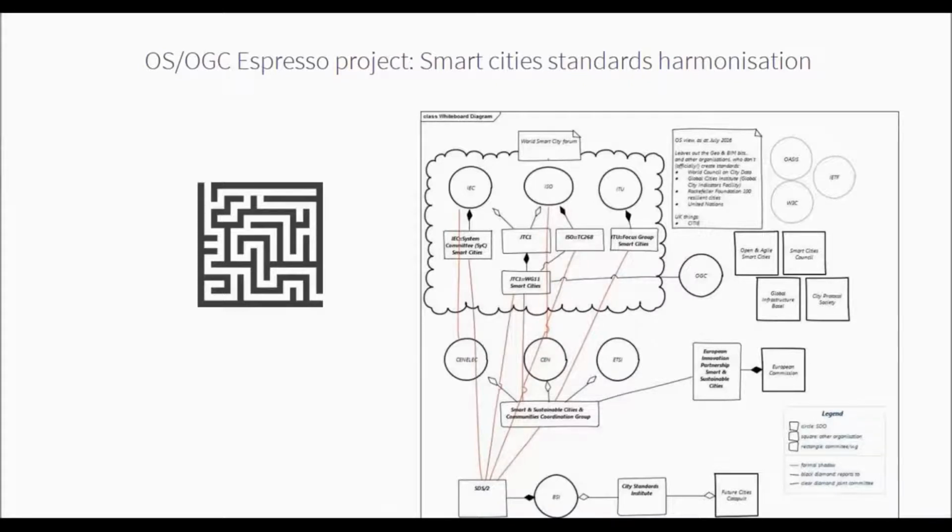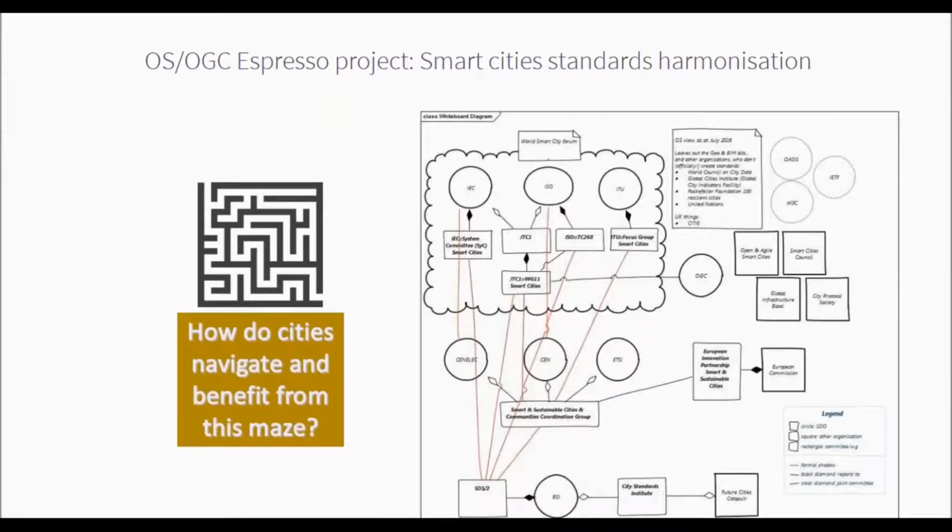Last year we got involved in a project that the Open Geospatial Consortium is running as part of a European-funded Horizon 2020 project, which is called Espresso, and that aims at the standardization or the harmonization of smart city standards. And the project started with a view of a variety of different standards organizations and activities that are happening in this field, and to basically ask the question, well, how do cities navigate this maze of different standards, and how can they actually benefit from that?